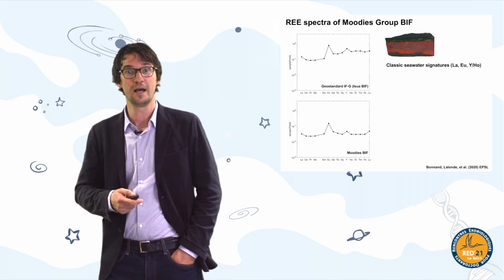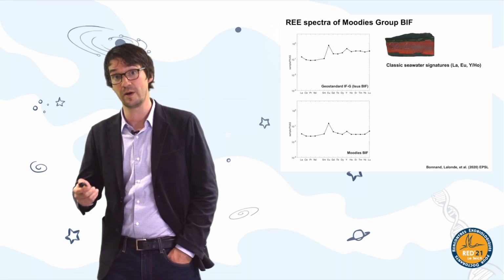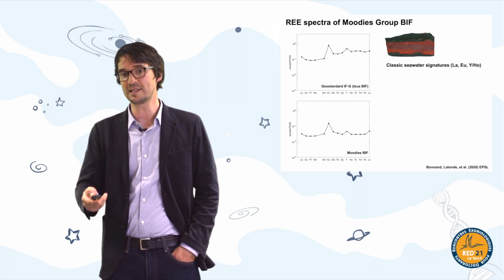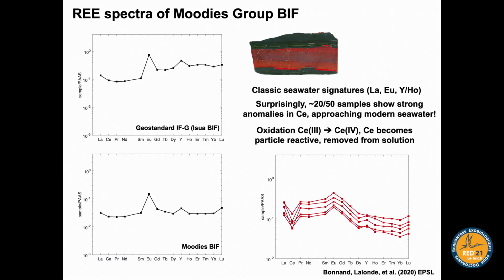So here you're looking at seawater, 3.8 billion years ago and 3.2 billion years ago. This is what some of the Moody's BIF look like. Here's some others. And right away, you might notice this striking cerium anomaly. So we were very excited. Oh, maybe we have evidence for oxygen production exactly where we think it should be, these benthic microbial communities at 3.2 billion years ago.